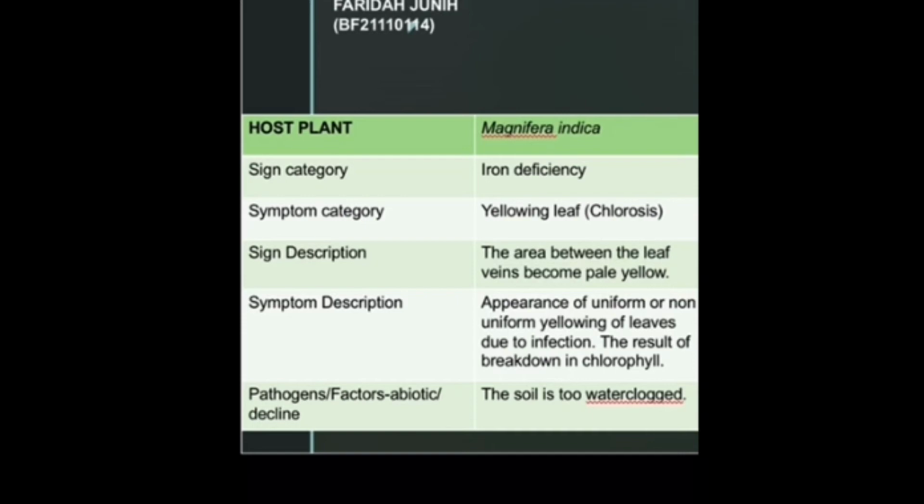The symptom description is that the leaf has an appearance of uniform or non-uniform yellowing of leaves due to infection, and this causes the breakdown of chlorophyll in the diseased plant. The factor of this diseased plant is that the soil is too waterlogged.